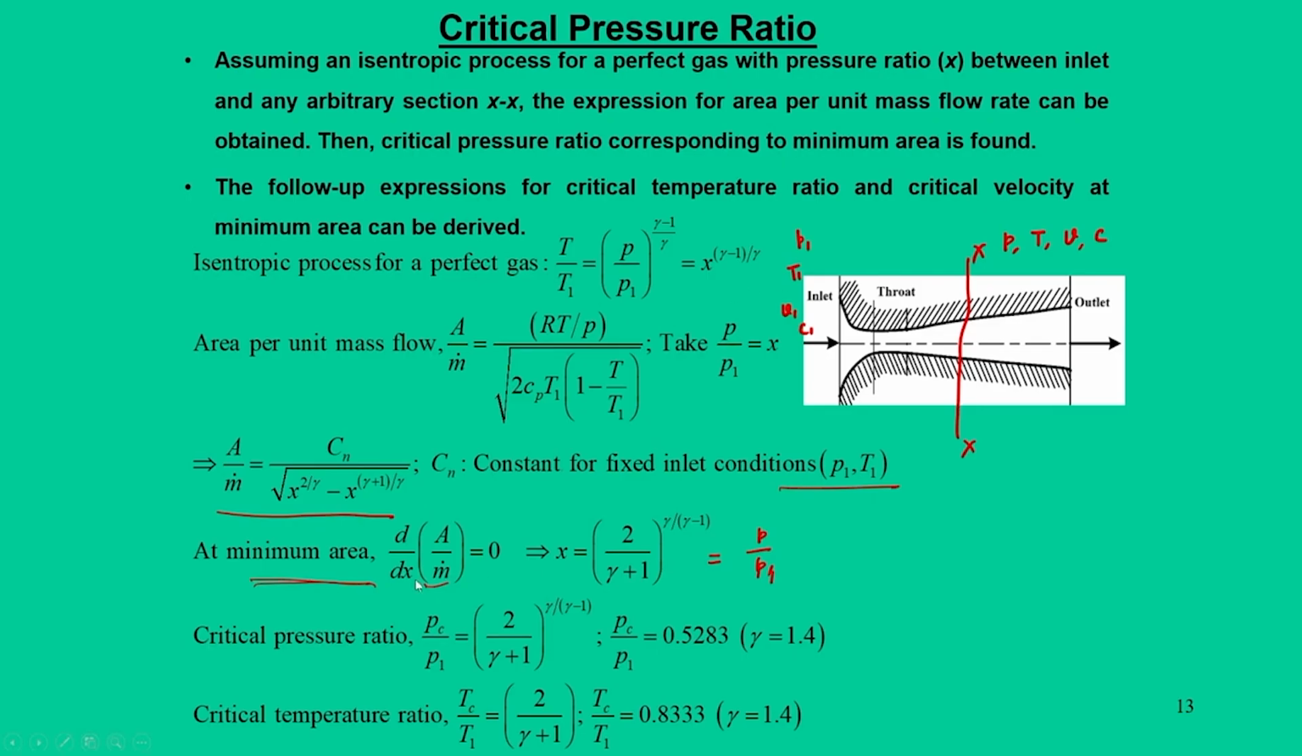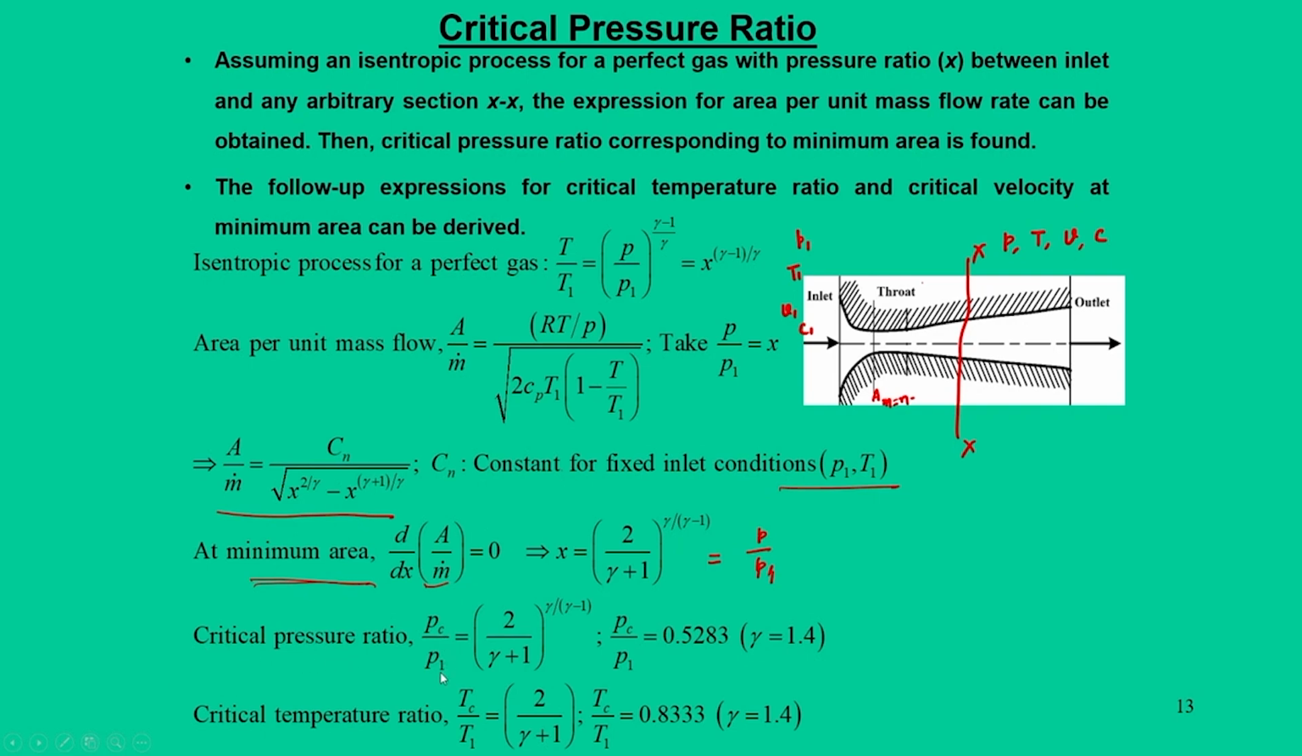Now, this is the condition for minimum area, and when we have a minimum area we will have a maximum flow rate, which we will come back to later. This minimum area is at the throat, and at these conditions the values are defined by their critical parameters. So, we can find the critical pressure ratio as Pc by P1.